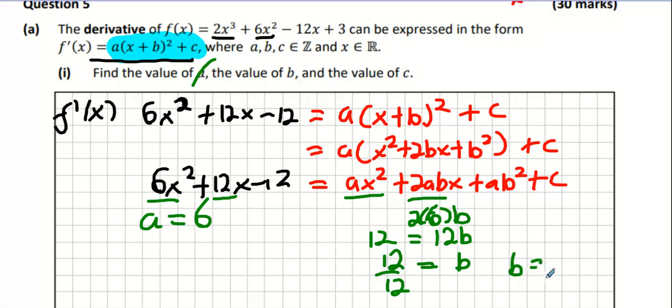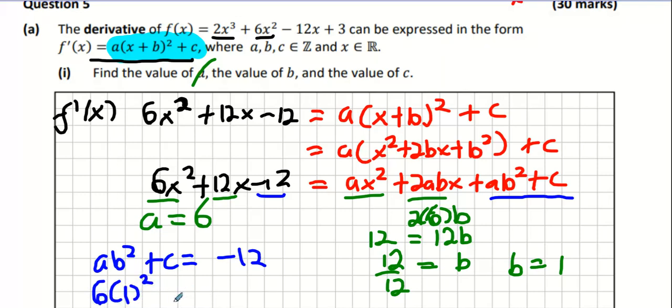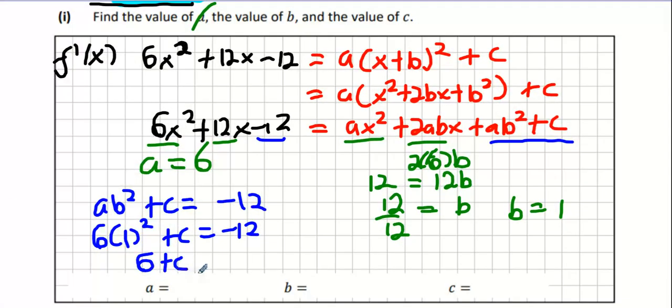And lastly, we can see that minus 12 has to equal the parts without the x in it. So it's going to be ab squared plus c equals minus 12. Well, a is 6, b is 1 squared, and then that's going to be 6 plus c equals minus 12. This implies that c, when you bring the 6 over to your side, c will have to be minus 18. Check your answers, and they're all good, and that was worth 10 marks.